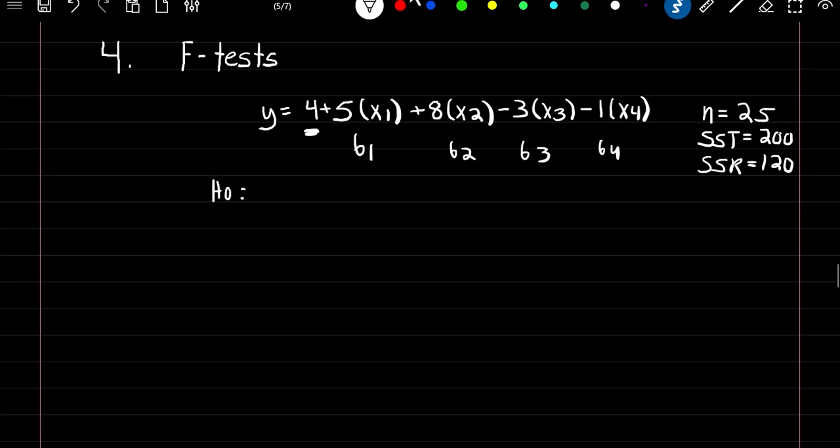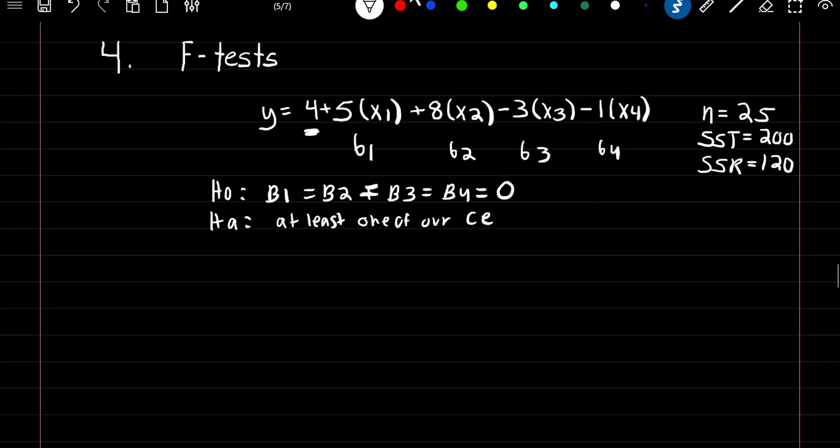Our null hypothesis is going to be that our beta 1 value is equal to our beta 2 value, is equal to our beta 3 value, is equal to our beta 4 value, which is equal to 0. And then our alternative hypothesis is going to be that at least one of our coefficient estimates is not 0.